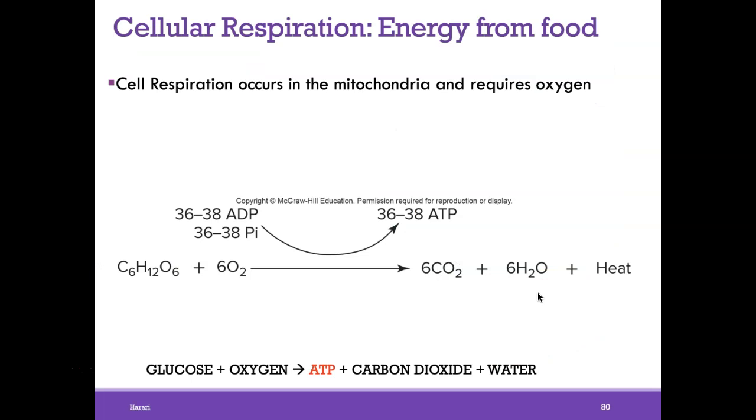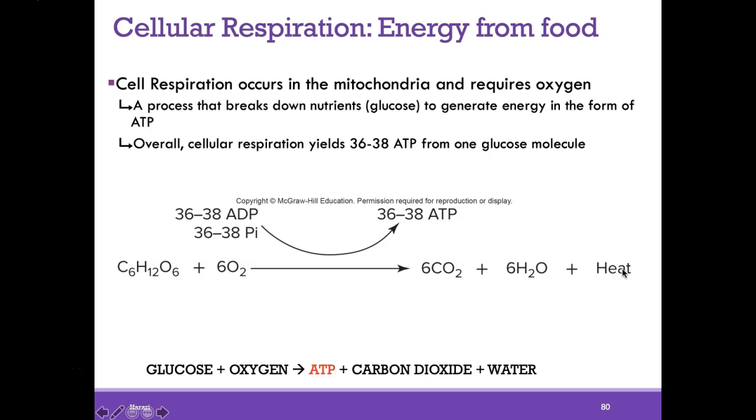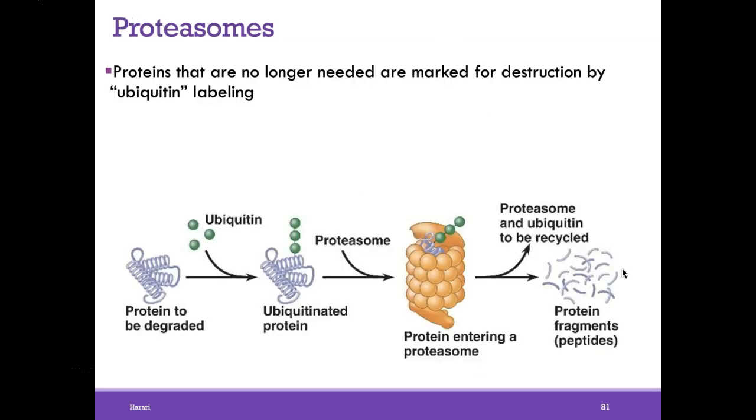And cellular respiration occurs in the mitochondria. That's how we extract energy from food. And the mitochondria requires oxygen to do cellular respiration most efficiently. So that's where C6H12O6, glucose, is oxidized into ATP, and then carbon dioxide, water, and heat are made as waste products. So overall, the mitochondria can extract about 38 ATP from one glucose molecule.